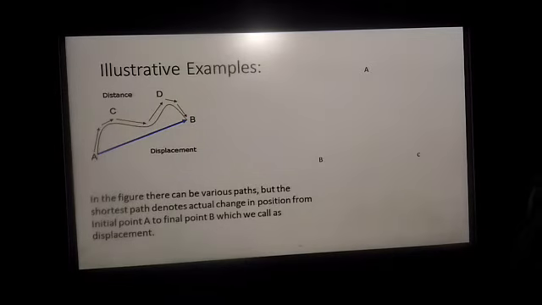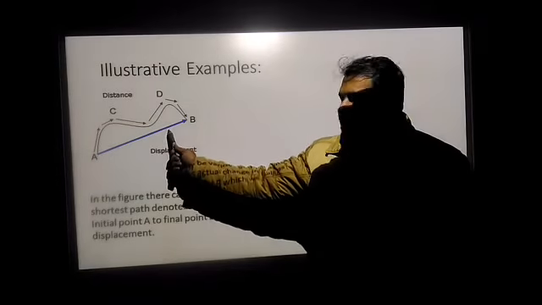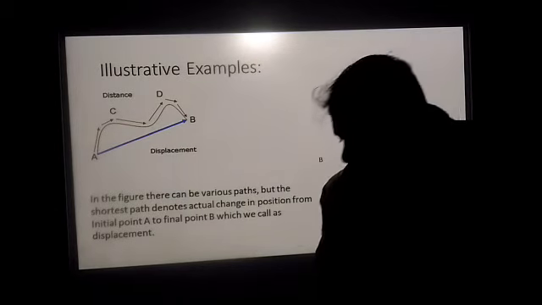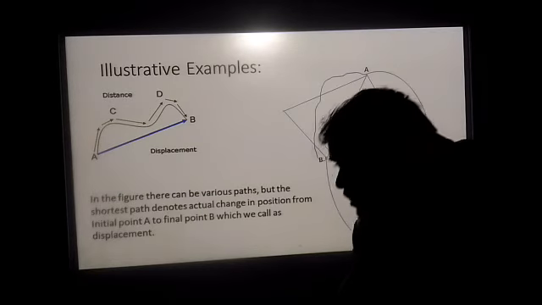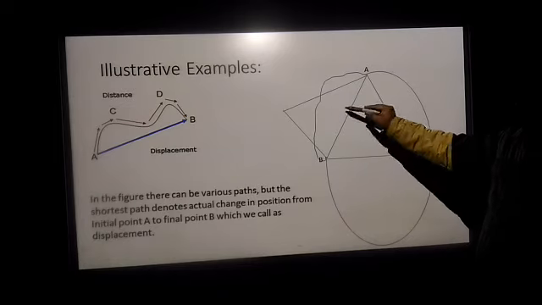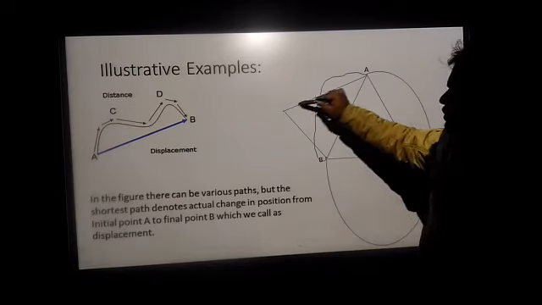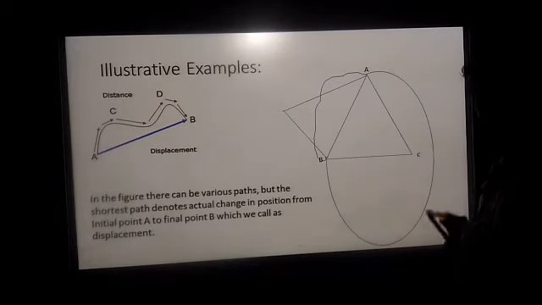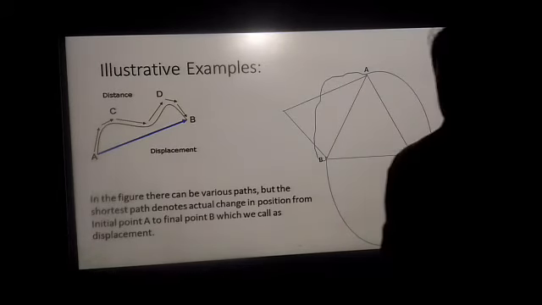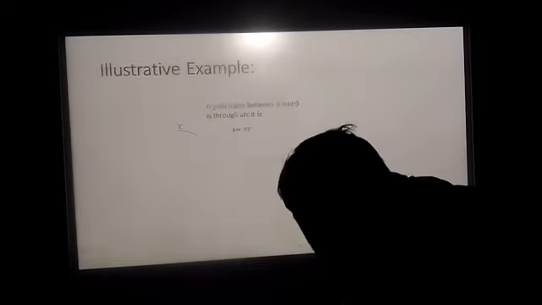Just focus there. The shortest path denotes the actual change in position from initial point A to final point B, which we call displacement. This blue vector is known as displacement. Okay. Now take the next example. You can go in either direction. Here was the A, here is the B. You can go from this side to this side, you can go via C, or you can take a circular motion path. This could be an example of distance and displacement.